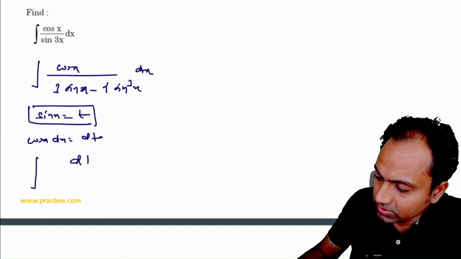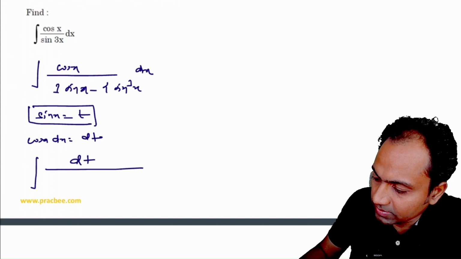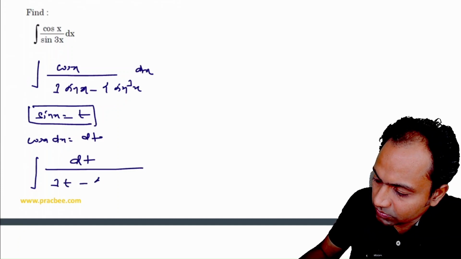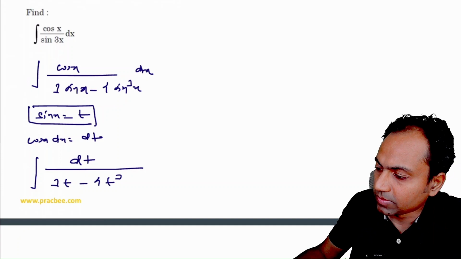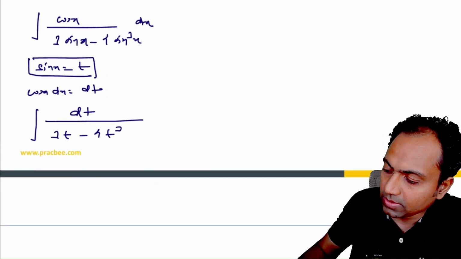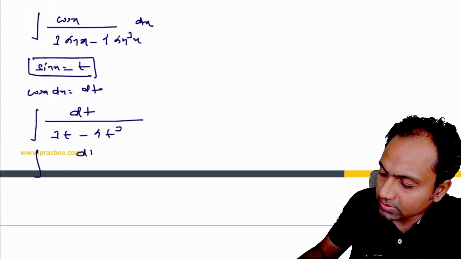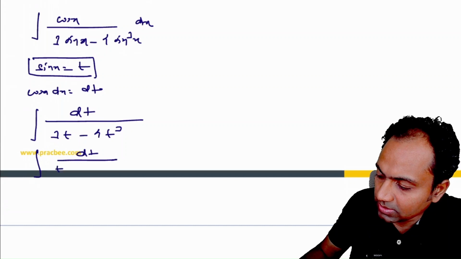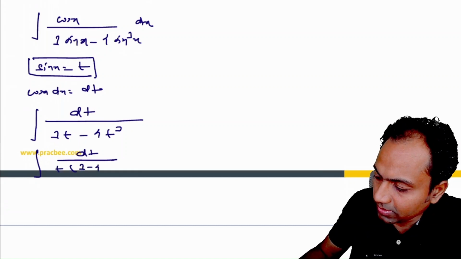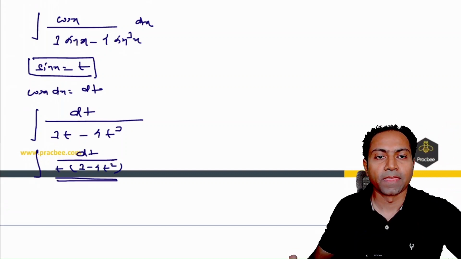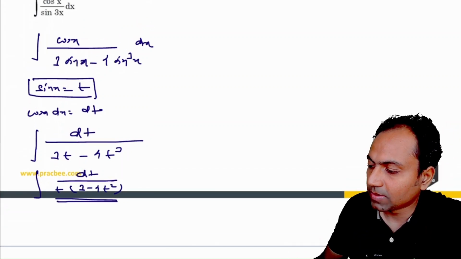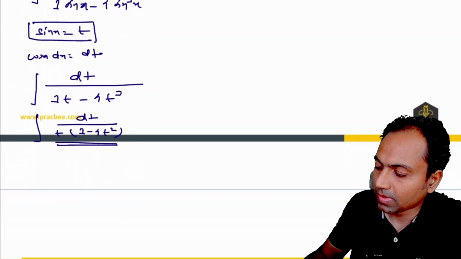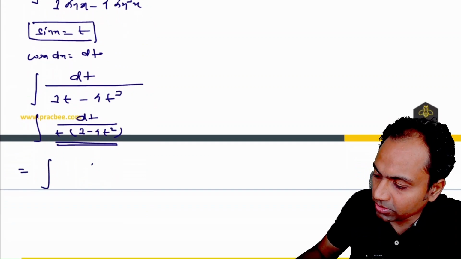So this becomes dt. And this becomes nothing but 3t minus 4t cube. And once we are able to do that, now what we can write here is nothing but the denominator can be written as t into 3 minus 4t square. And this we can do. Once we have done this, now this has become a partial fraction. Why? Because this denominator can be split into 3 parts.